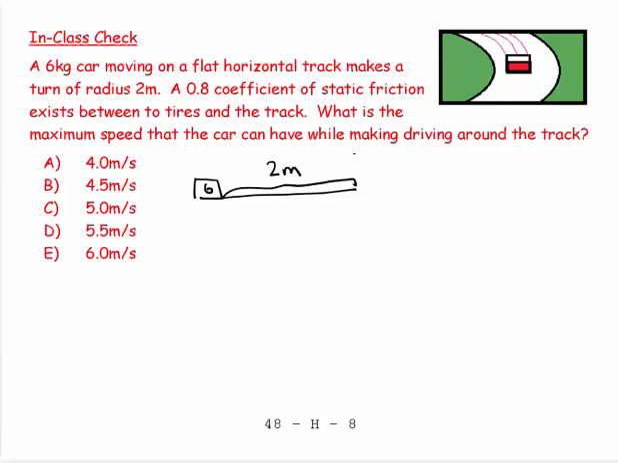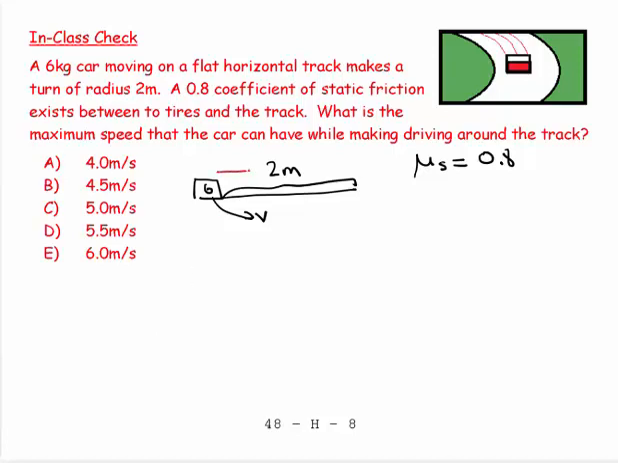There's a mu static equals 0.8. So that tells me there's a frictional force that I may need to take into account. It's between the tires and the track. What is the maximum speed the car can have while making it around the track? So v. Let's have a look. What else do I know?